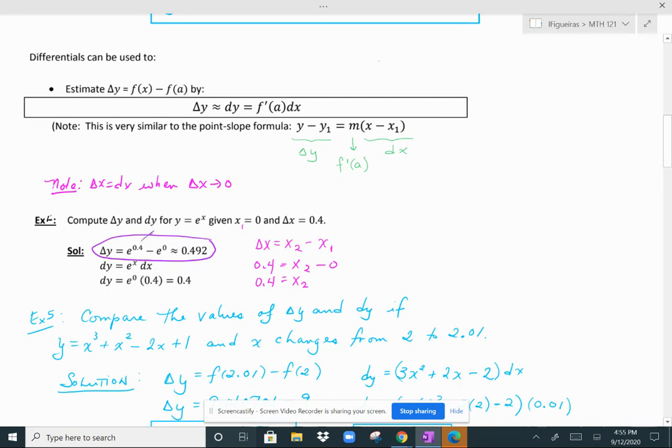So we plug in 0.4 here, and we plug in the 0 here. You would need a calculator to compute this. And so we get delta y is about 0.492.